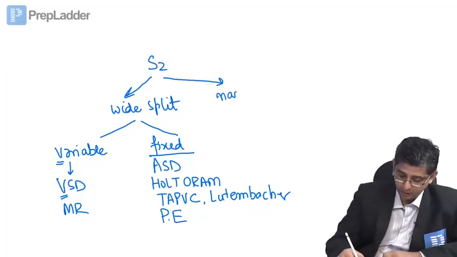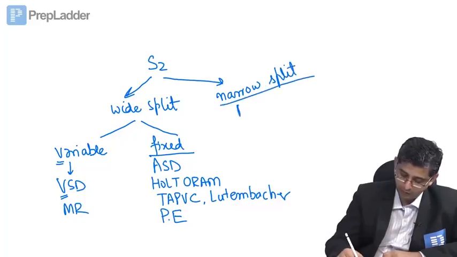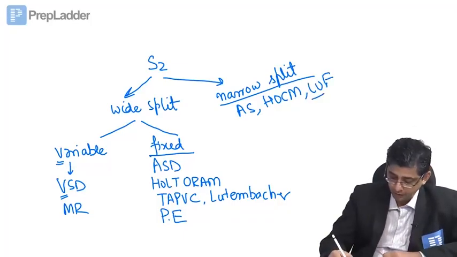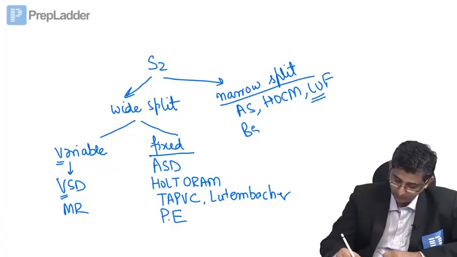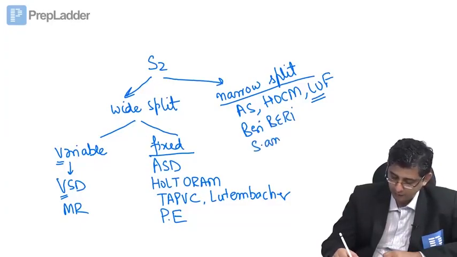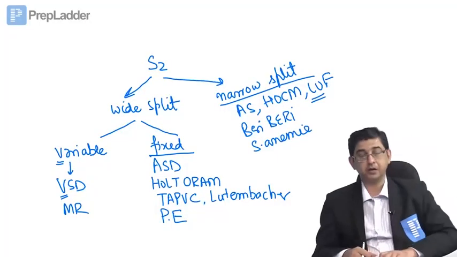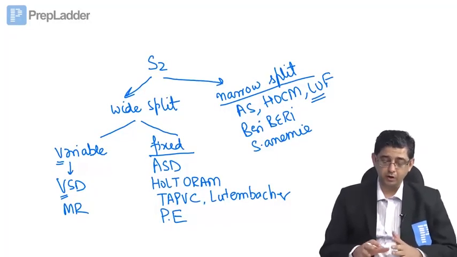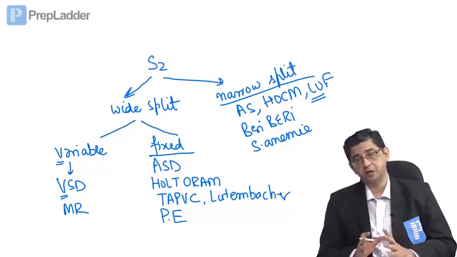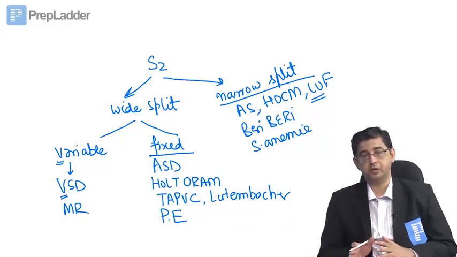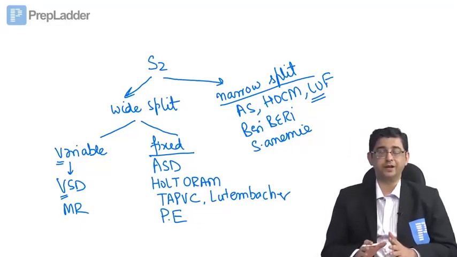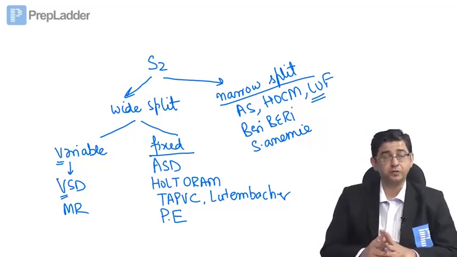Whereas narrow split second heart sound is a condition that is always encountered with respect to valvular aortic stenosis, hypertrophic cardiomyopathy, and left ventricular failure. For left ventricular failure, he might write the term beriberi, or the word severe anemia. The concept is that whenever you are having any obstruction or failure of the left side of the heart, blood will take longer time to go out, so aortic valve will close late, and if aortic valve closes late, there is a narrow split second heart sound.